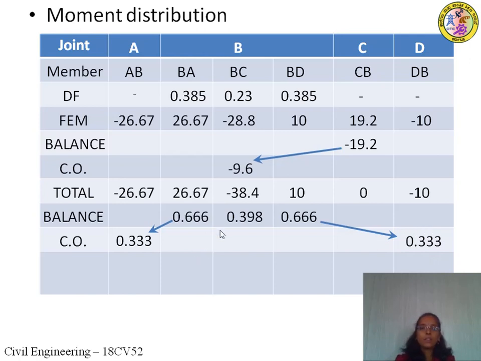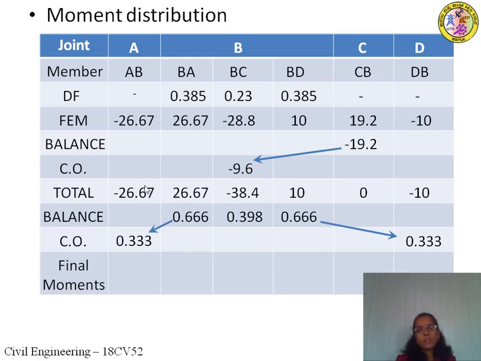So next, what is the next? Next cycle, balancing and carryover. Here there is no balancing because we have only one intermediate joint. That joint is balanced now and the moments are carried to the far ends, and the far ends are fixed. So there is no further step to carry. Therefore, we can finalize at this stage and go for calculation of the final moments.